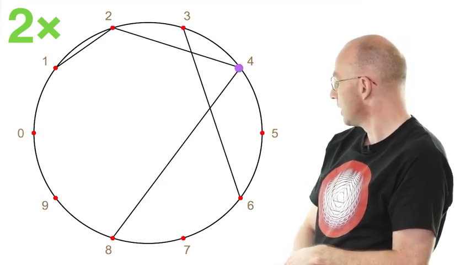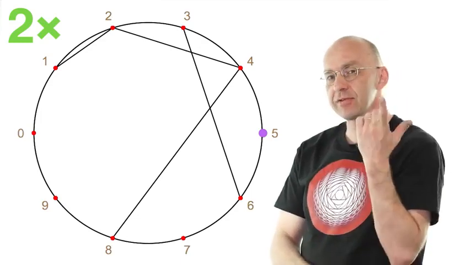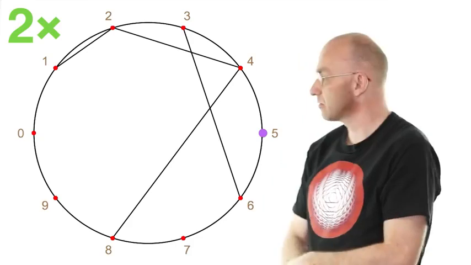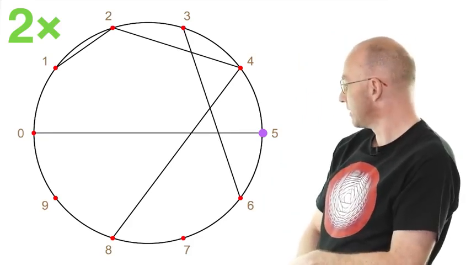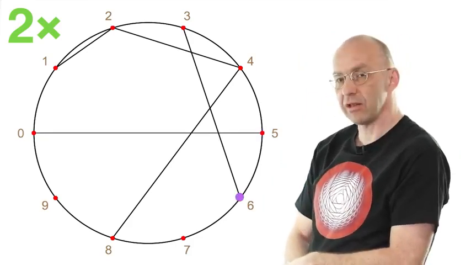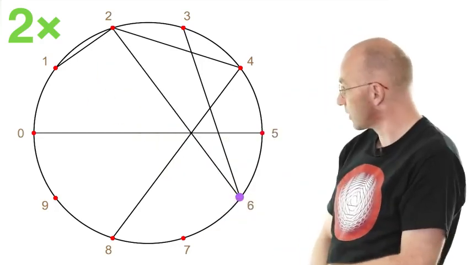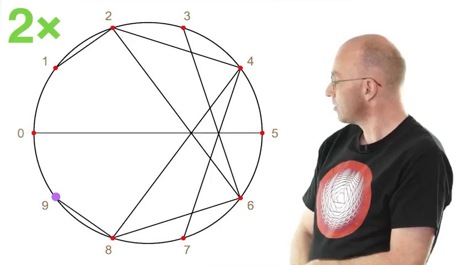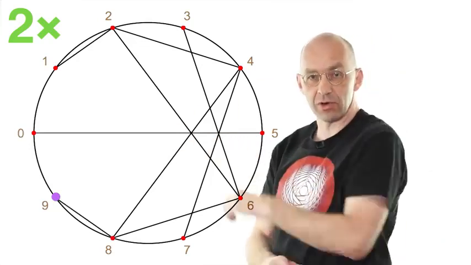Pretty obvious. Now 5. 2 times 5 is? 10. 10, remember? 10 is also over there, so we connect that guy up. And then 2 times 6 is 12, which is also the 2. So we connect that one, and you kind of just keep on going like this. Okay? And then you're at 9, and you've pretty much gone all the way around.